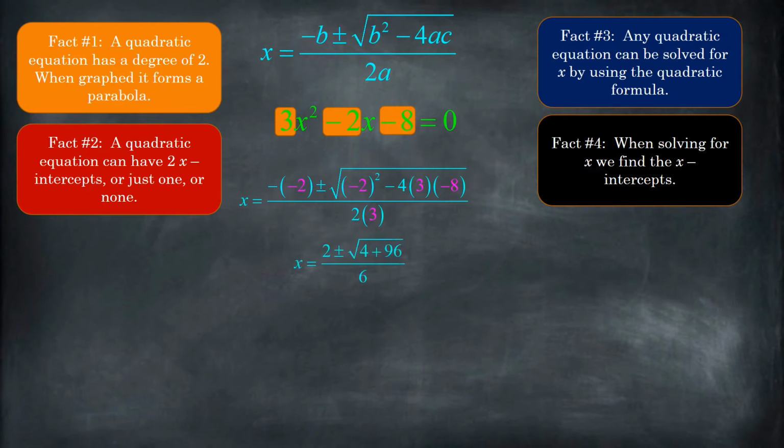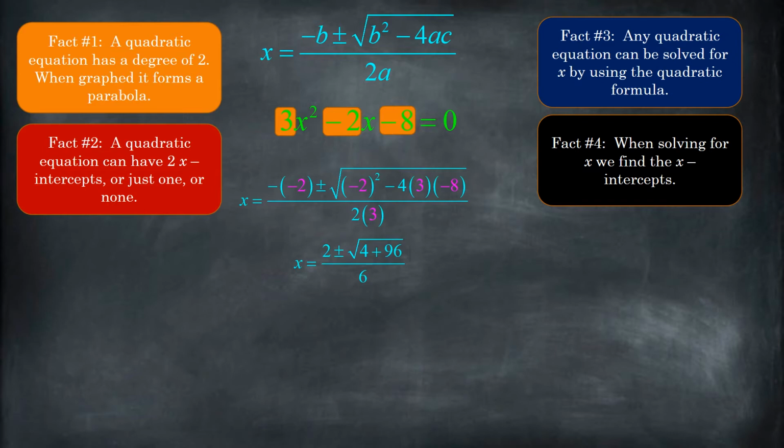Okay, now we have to be careful with our signs. This one everybody messes up. This is a negative 4 times 3. That makes negative 12. Negative 12 times negative 8 is positive 96. Negative squared is positive. This number right here will always be positive. There we go. Negative of negative 2 is positive 2.